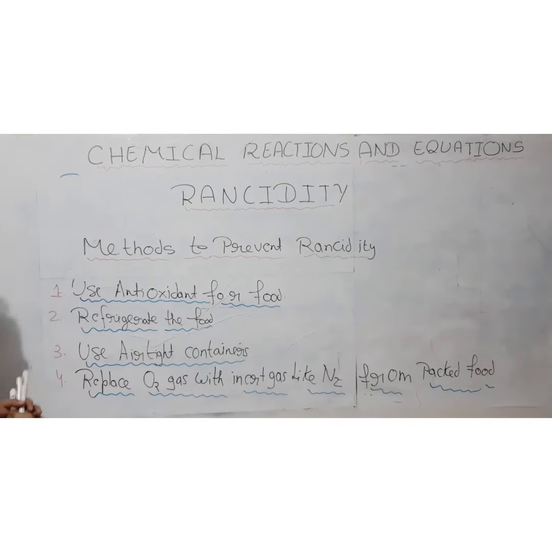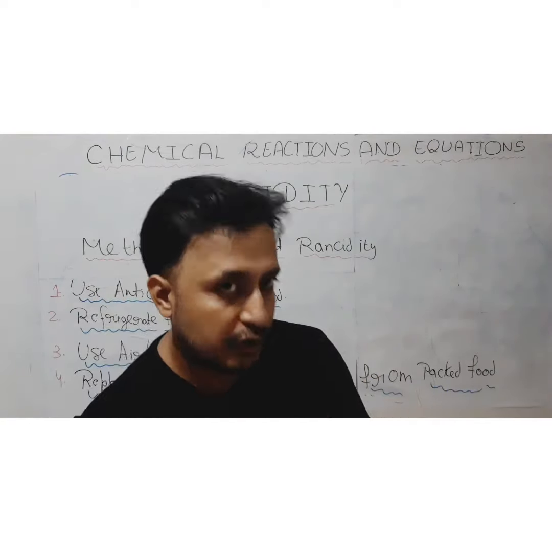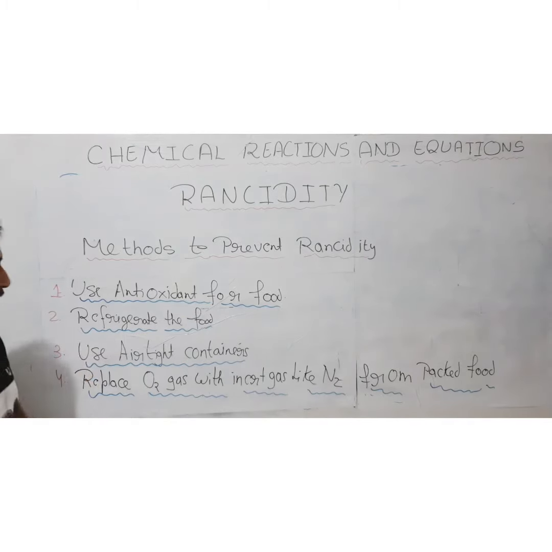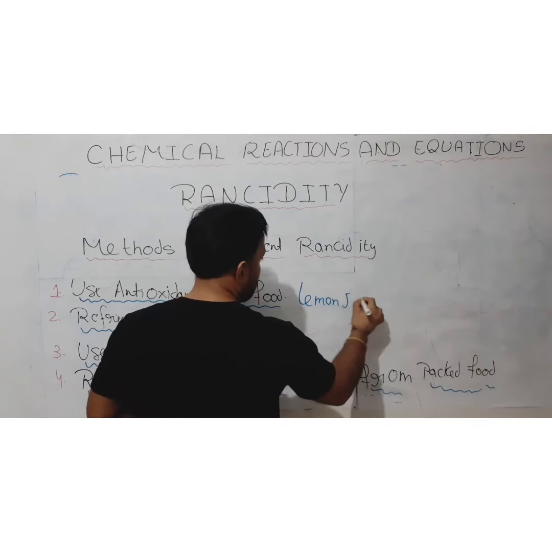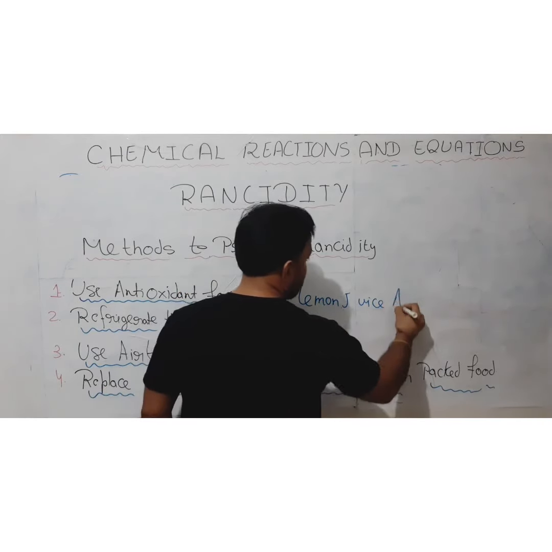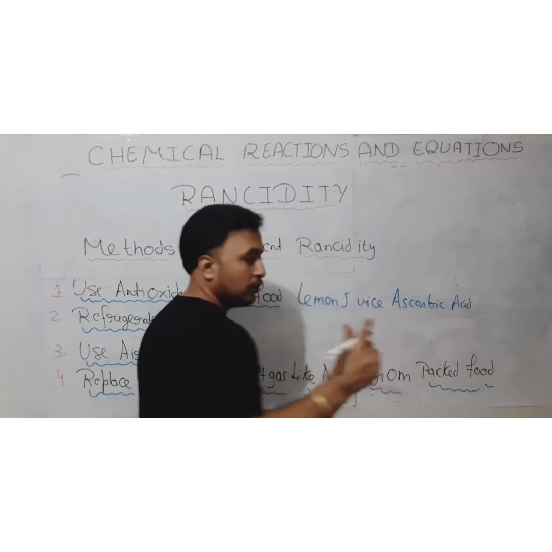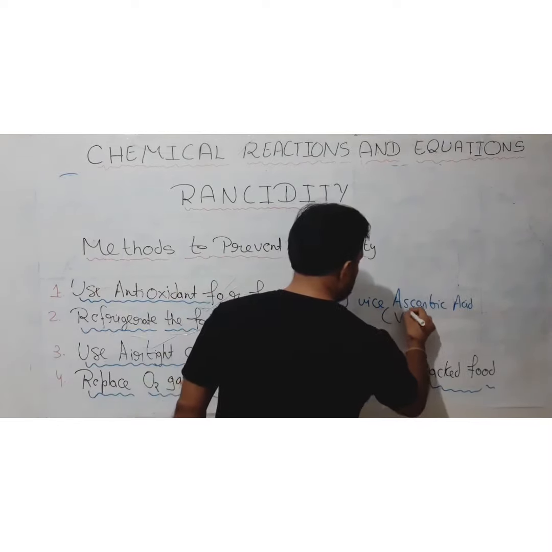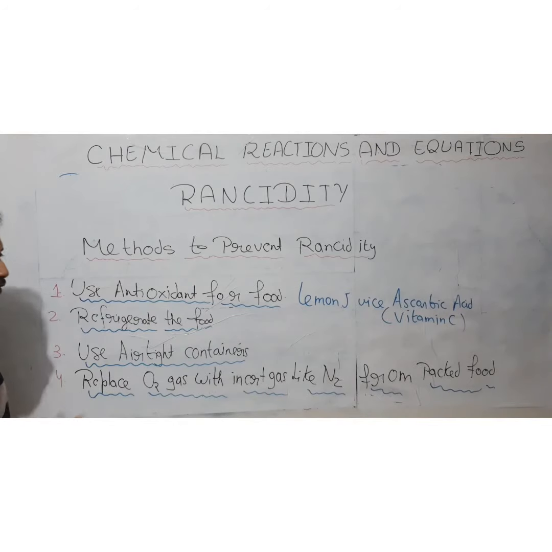We can prevent rancidity by using these methods. You can use antioxidants. Oxidation is there, so you want to slow down or prevent the oxidation. How can you prevent it? You can use an antioxidant. For example, you can use lemon juice, which contains ascorbic acid, which slows down the process of oxidation. Ascorbic acid is also known as vitamin C, so that prevents or slows down the oxidation.